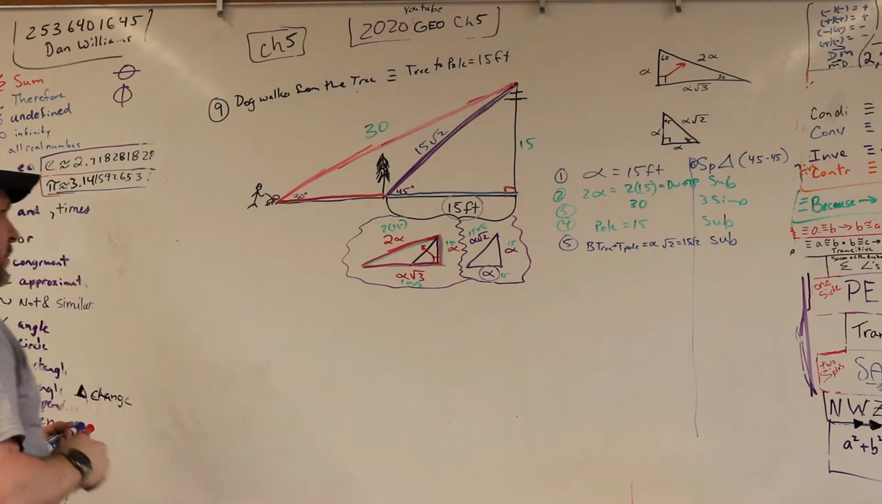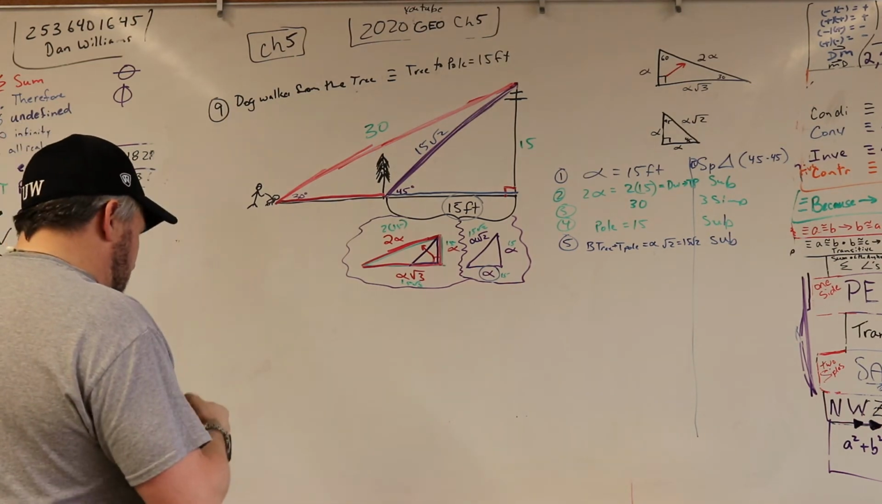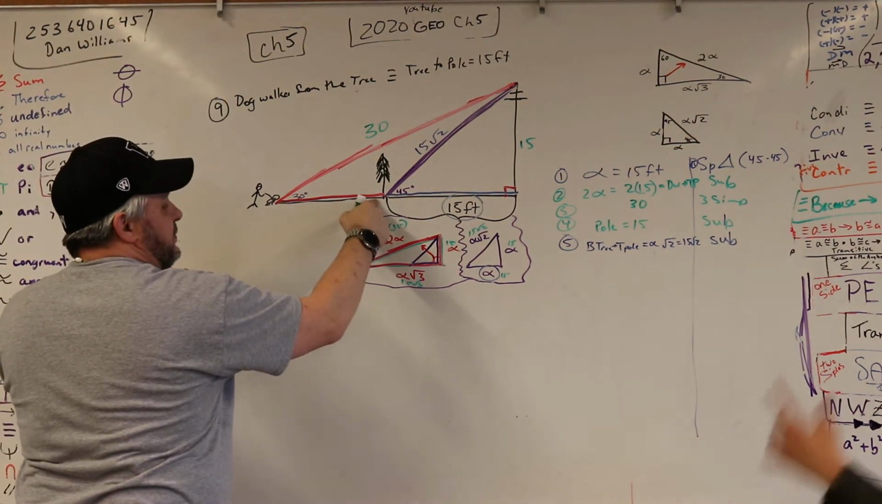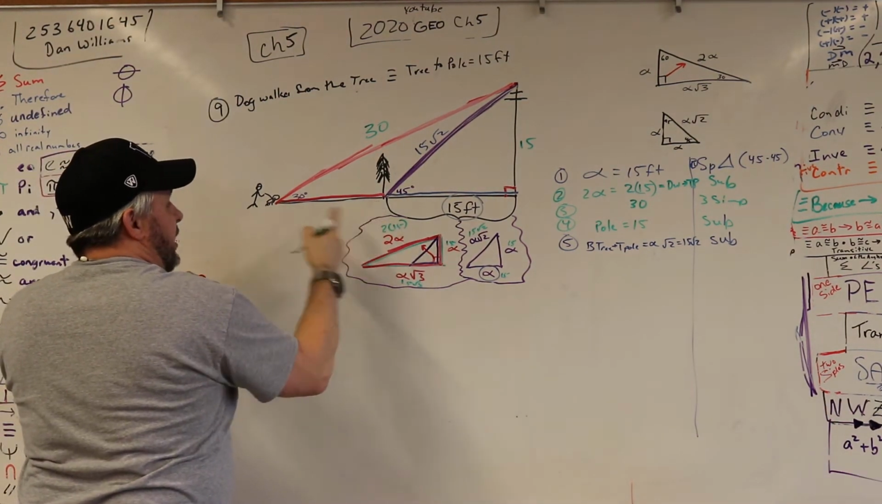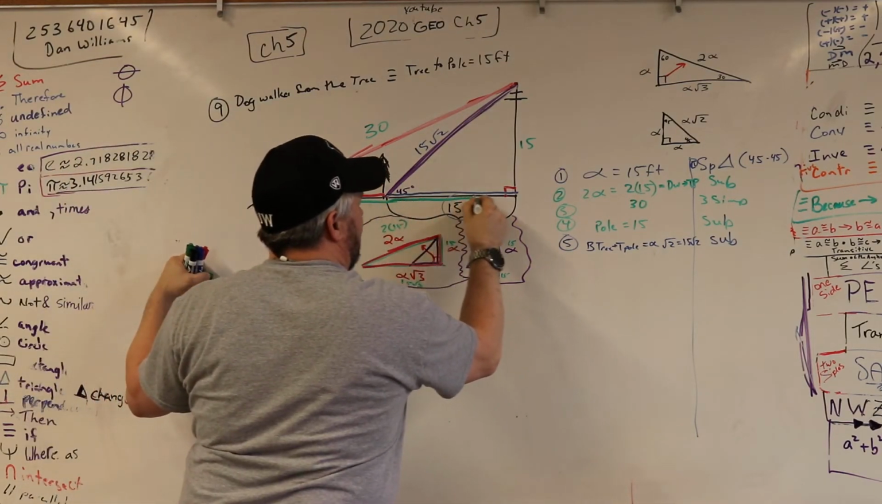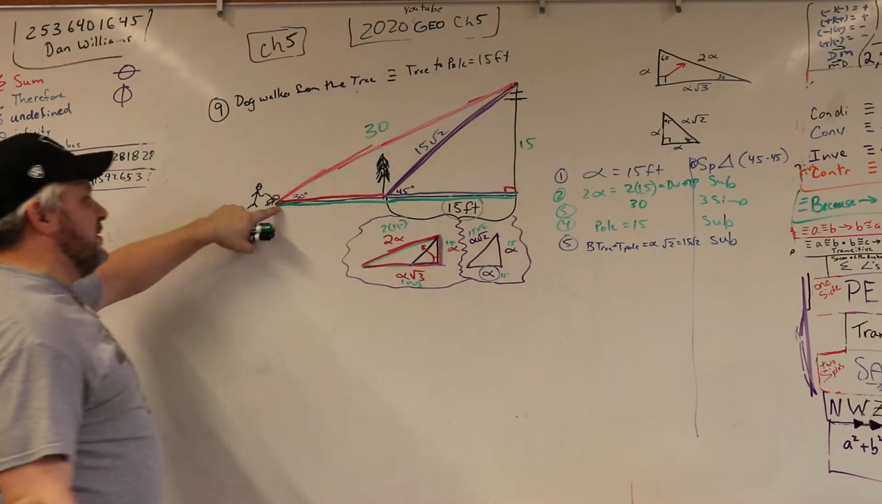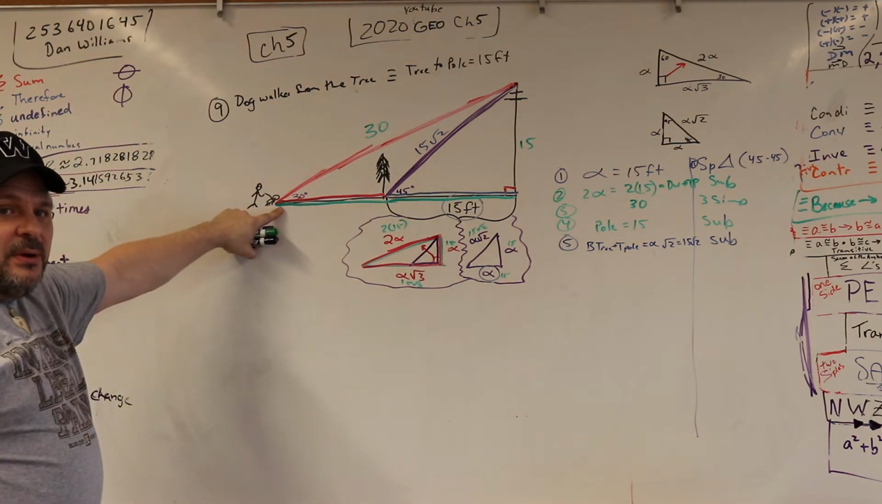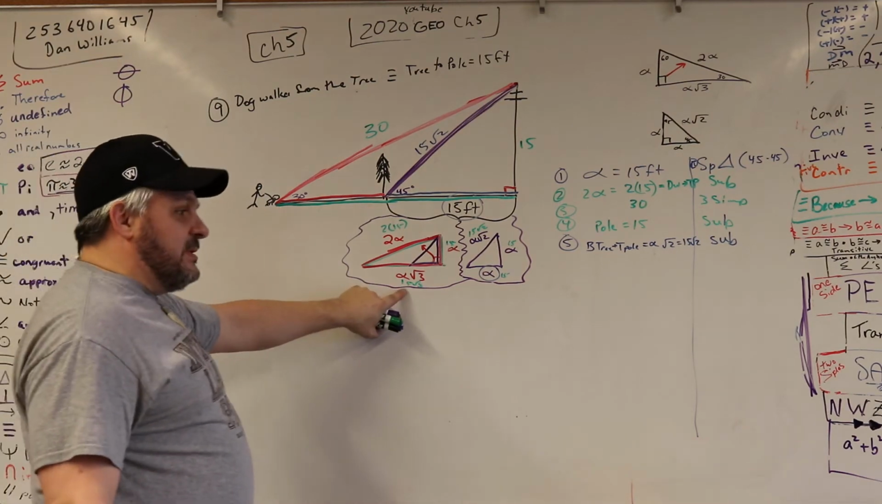So you're trying to compare the dog walker to the tree? Can we figure out the dog walker? Yeah, we're trying to figure out the dog walker. The tree's 30. Can we figure out the dog walker to the pole? To the bottom of the pole? Yes. We plugged that one in, right?